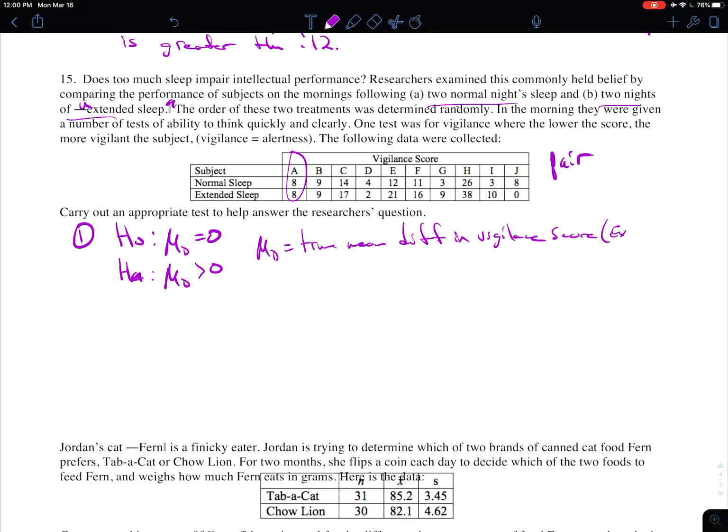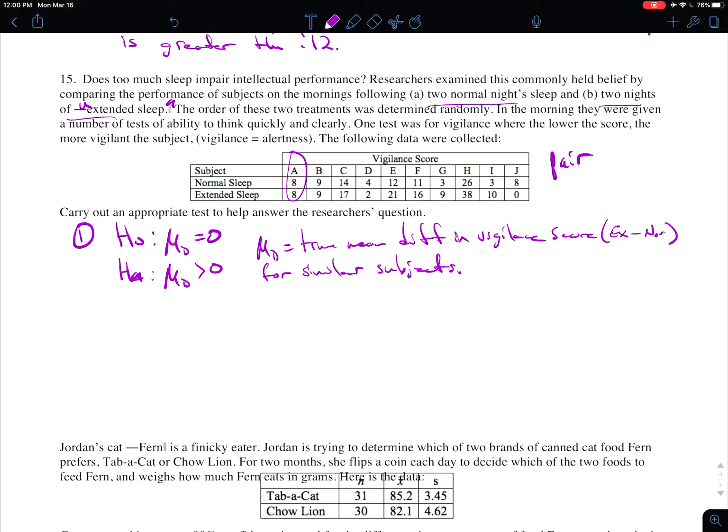We'll say extended minus normal for similar subjects. Right? So it's not for these subjects, right? We're talking about the true difference among these types of subjects.